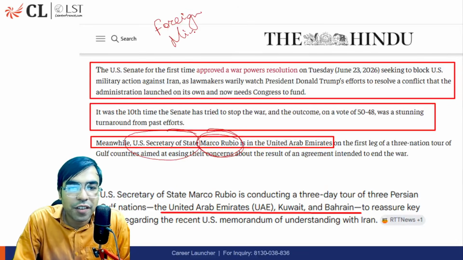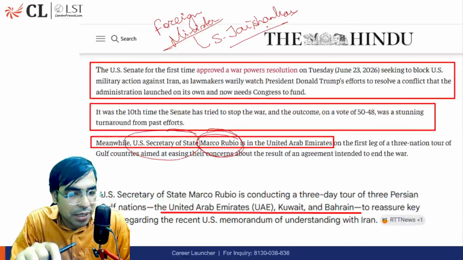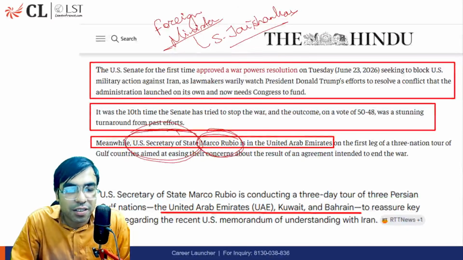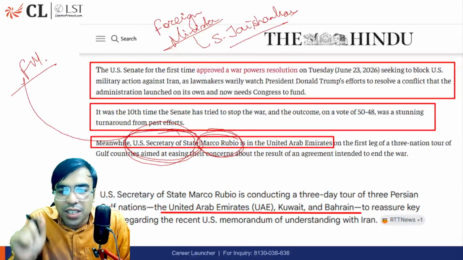The Foreign Minister of India is Mr. S. Jaishankar, right? Similar to that, in America, there is a post. They do not use the word Foreign Minister. They use the word Secretary of State. So Secretary of State is nothing but Foreign Minister of America, but the term used is Secretary of State.